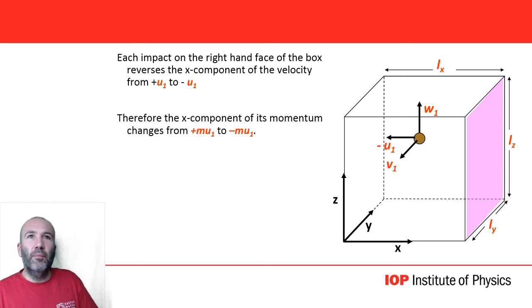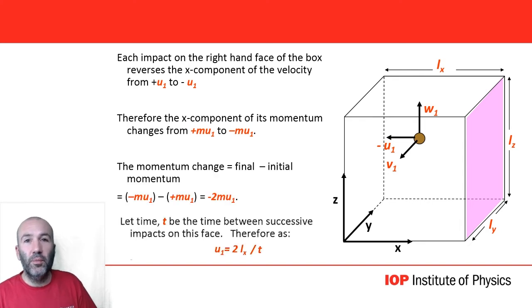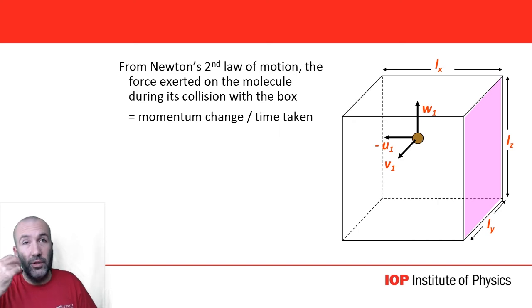So the momentum must change from mu to minus mu. The total change is 2mu. And if there is a time between successive impacts, then we've got a change in momentum and a time. So we can start pulling this time in to Newton's second law. Let's take Newton's second law of motion.